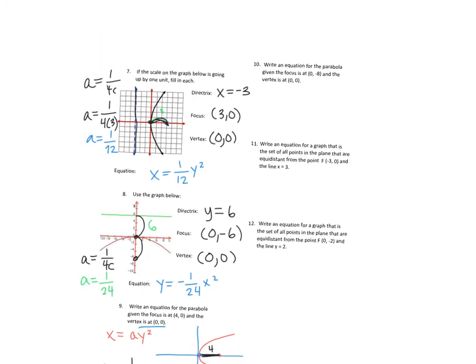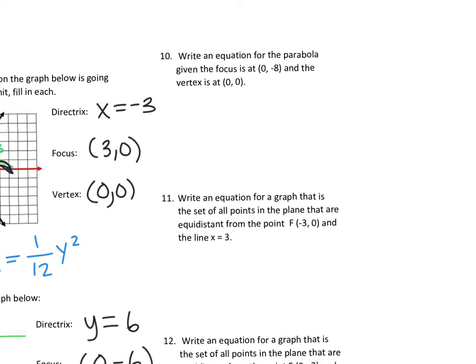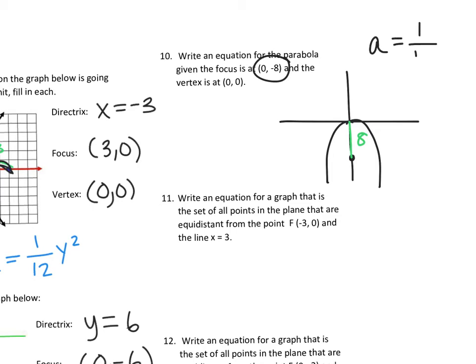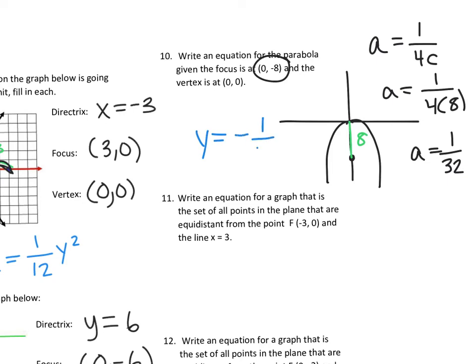Number 10, I'm going to draw a sketch again. So it's a parabola and the focus is at 0, -8. That means it must open down because the focus has to be inside the parabola. The c is 8. So I'm going to use the equation a equals 1 over 4c. So a equals 1 over 4 times 8, so a is 1 over 32. And because it opens down, it's going to be y equals negative 1 over 32 x squared.